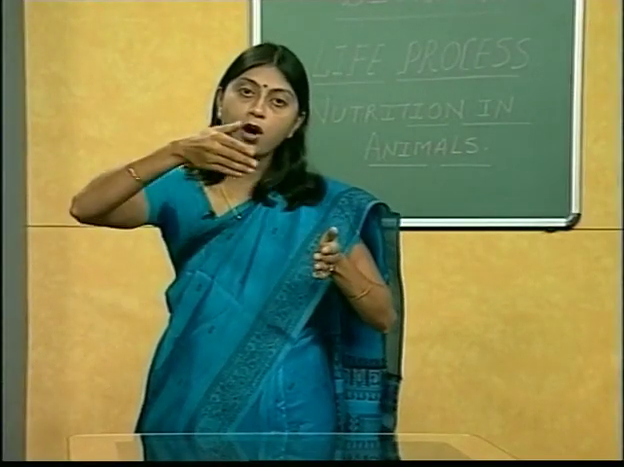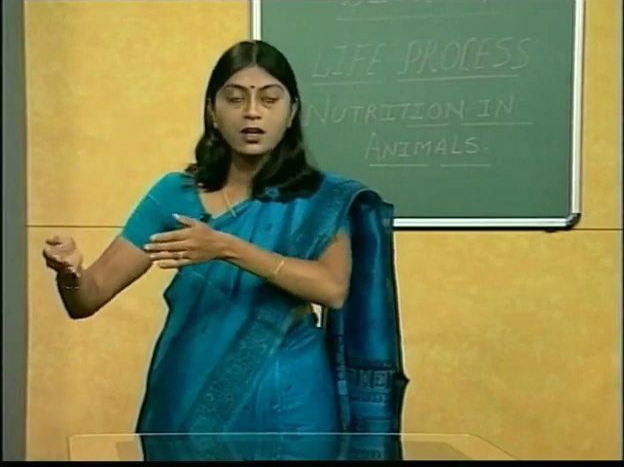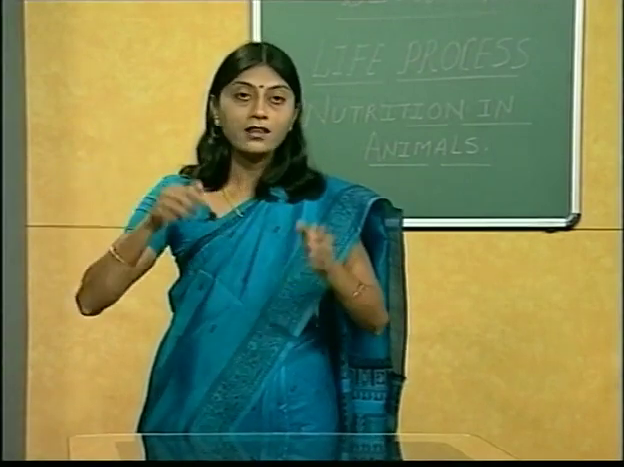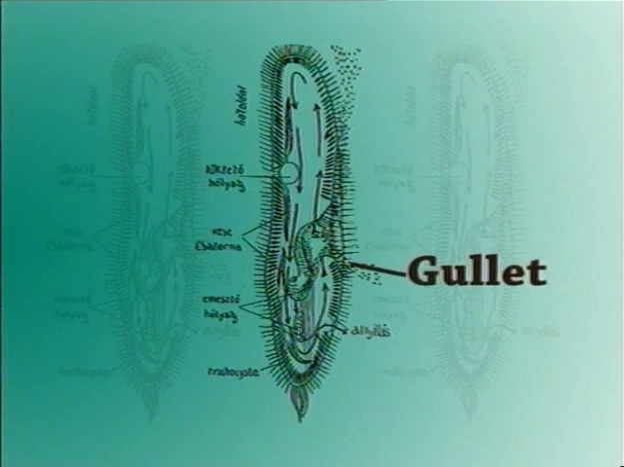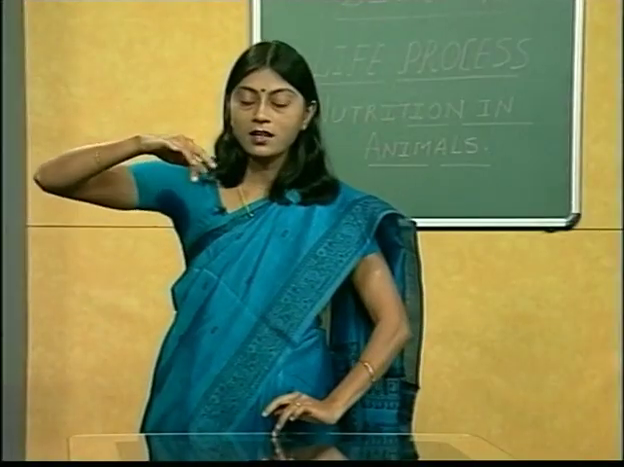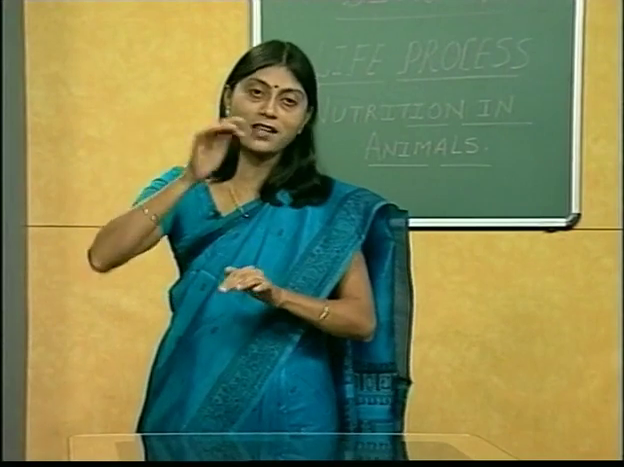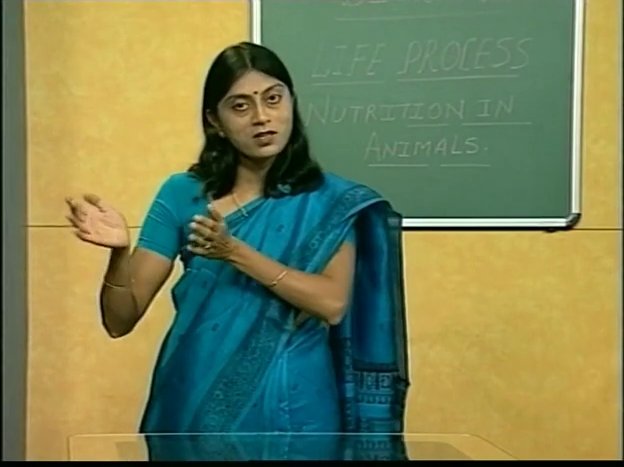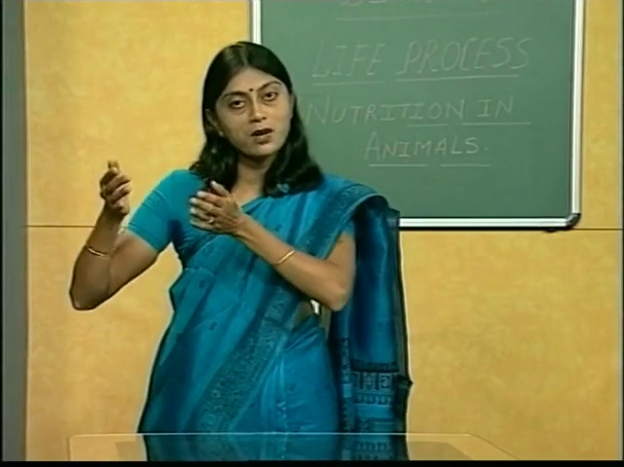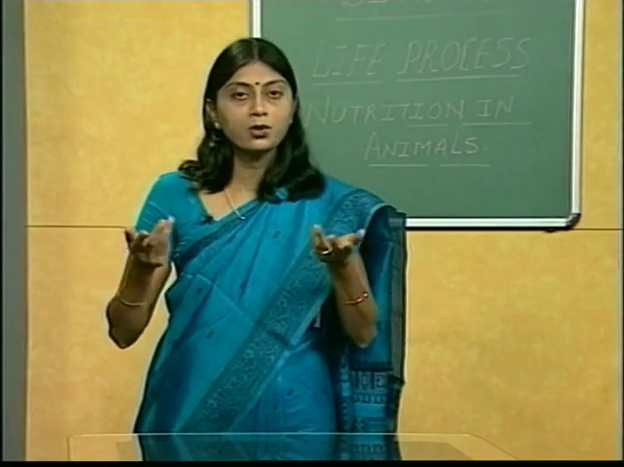These cilia are helpful for movement of the food from outside to inside the body, and the opening from which the food enters inside the paramecium is known as the gullet. So these cilia can move, and because of this movement food enters inside the cell. Further processes, digestion and absorption, are quite similar to those of amoeba.